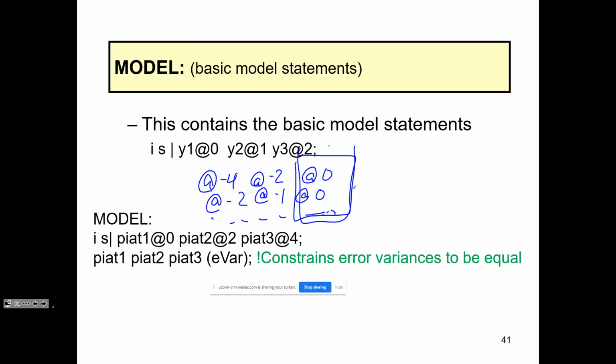Good point. If I want to constrain the error variances to be equal, I showed you this earlier, I can just say P out 1, 2, 3, and then whatever I put in parentheses, it could be a number or a letter or a word, I'm telling it to constrain all three of those to be equal.